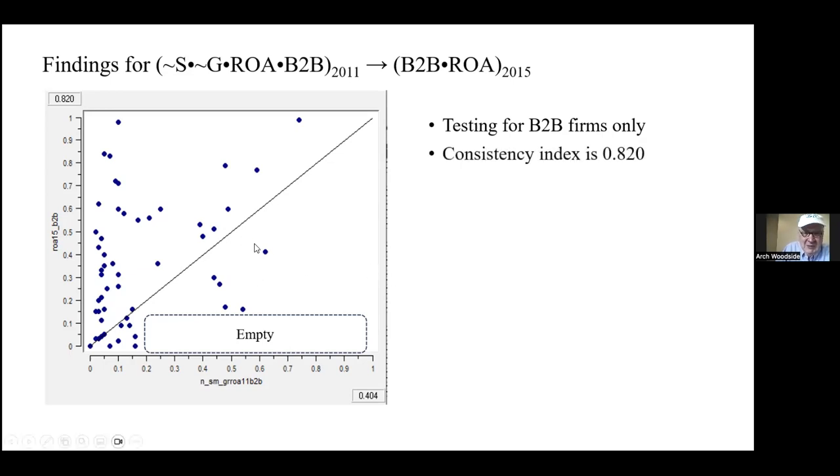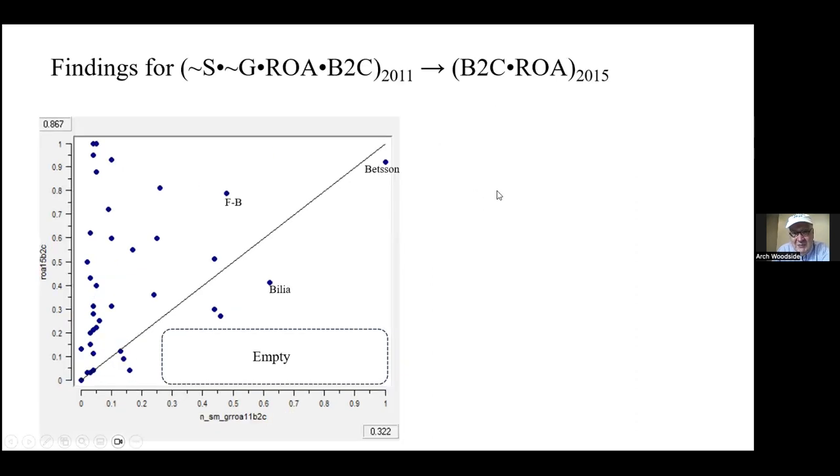But the model works. I'd like to see the model work a bit better than this. But this model at the top here shows the model. It actually is predictive of high return on assets in 2015.